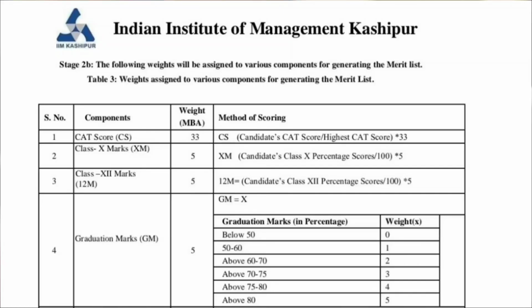The CAT score has 33% weightage, your class 10 score has 5% weightage, 5% weightage is given to your class 12 score, and 5% weightage is given to the graduation marks. In that, if your percentage ranges between 50% and 60%, there is 1 mark. If it ranges between 60% and 70%, there are 2 marks. If it ranges between 70 and 75%, there are 3 points. If it is between 75 and 80%, there are 4 points. And if it is above 80, there are 5 points.